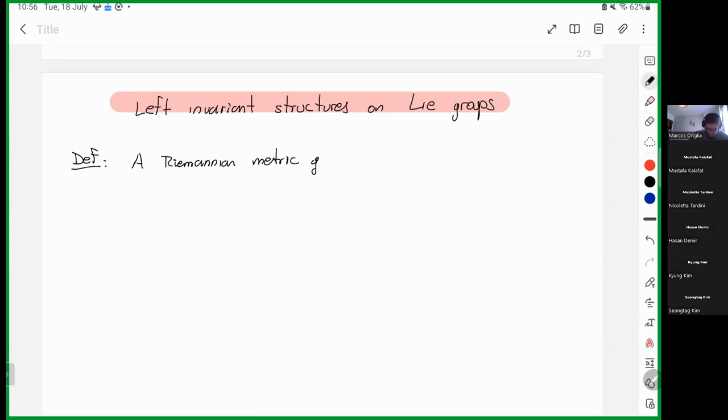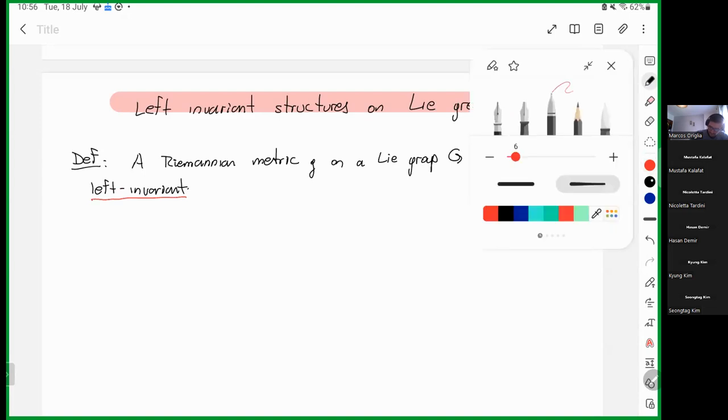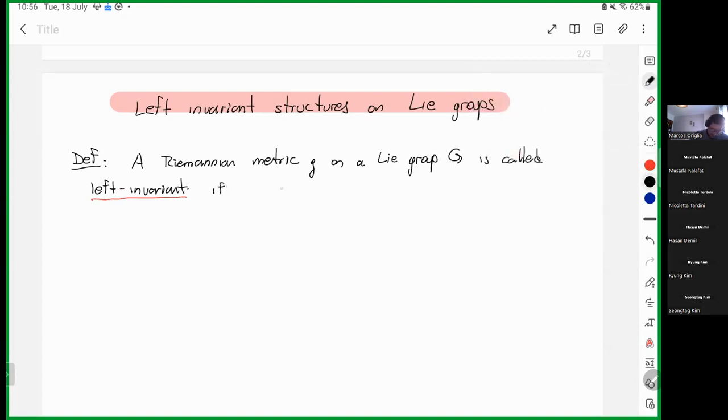G. So we have a problem here with the G of the metric and the G of the Lie algebra. But yeah, that's the metric. The metric G on the Lie group, big G, is called left invariant if G in X, Y at the point P is the same as G of dL_Q X, dL_Q Y. So this is at the point L_Q P.